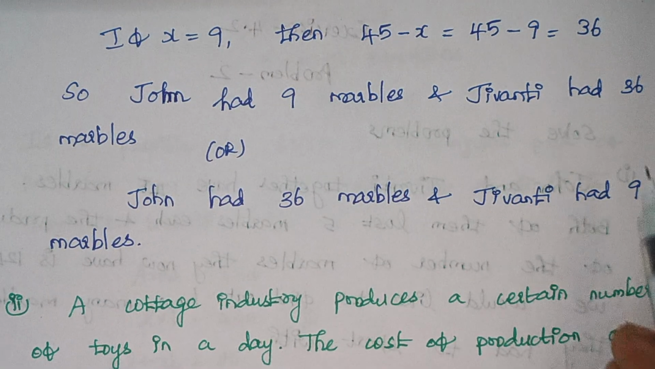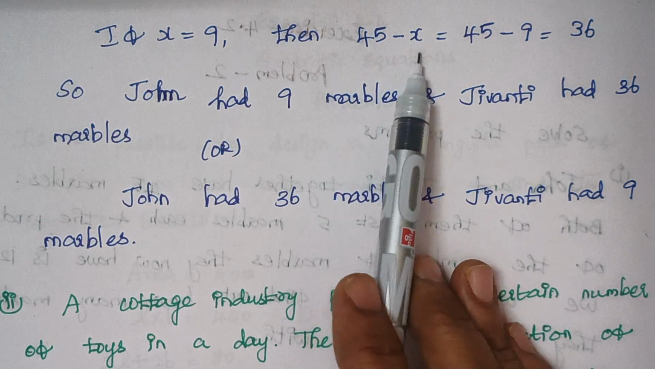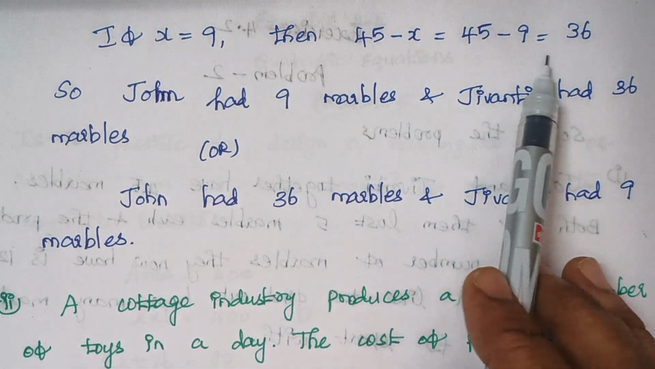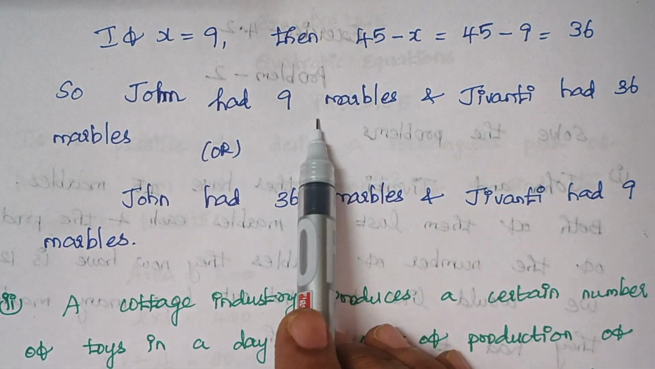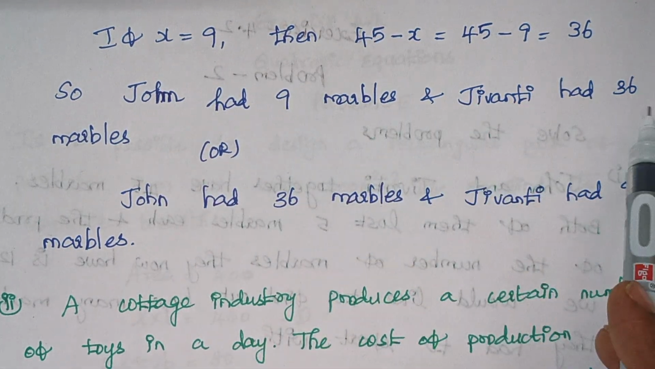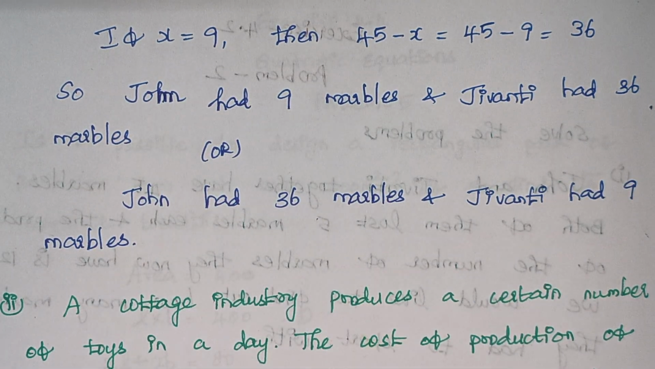If x is equal to 9, then what about the remaining term? 45 minus x is 45 minus 9, which is equal to 36. So, if John had 9 marbles, then Jivanti had 36 marbles. Or, if John had 36 marbles, then Jivanti had 9 marbles.